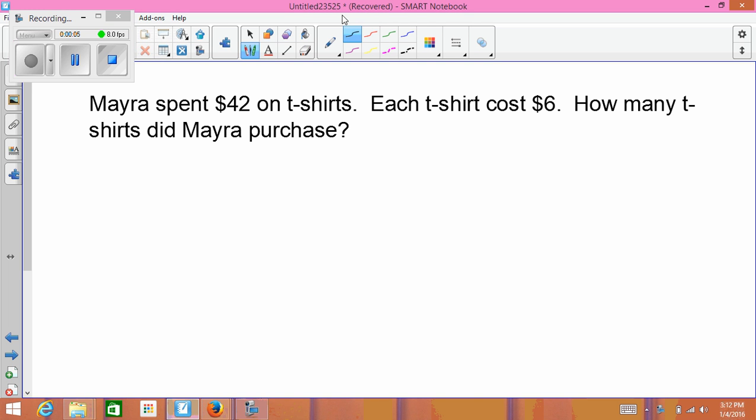In our last video, we looked at division as sharing. In this video, we're going to focus on division as grouping. So we're looking at the same mathematical concept, but we're looking at a different way to model division.